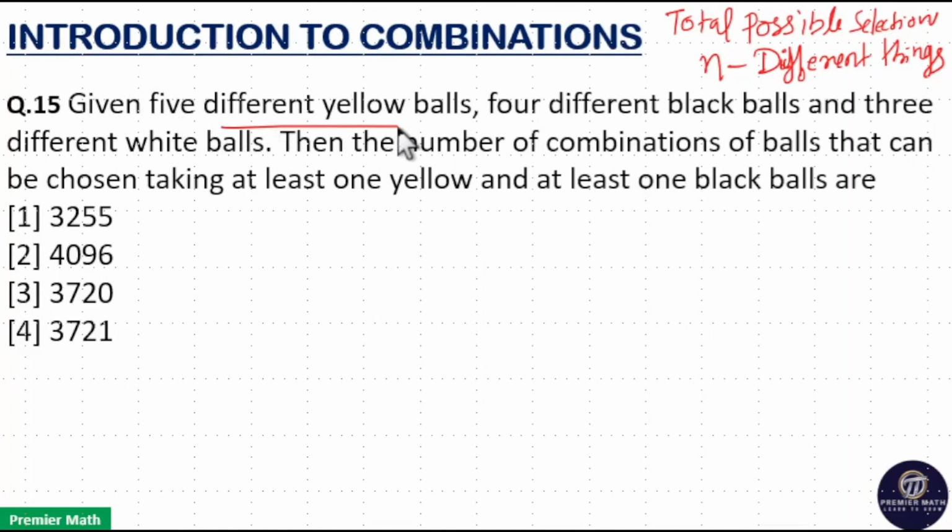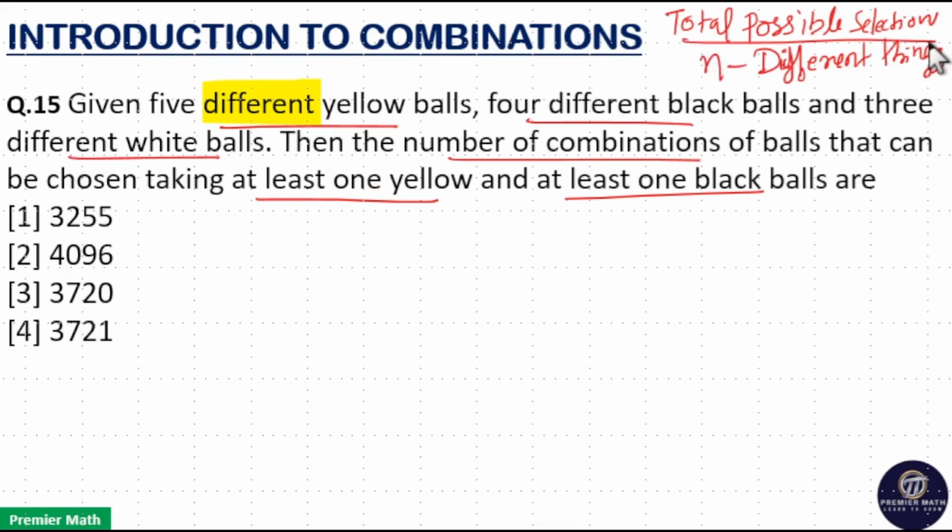Given 5 different yellow balls, 4 different black balls and 3 different white balls, then the number of combinations of balls that can be chosen taking at least 1 yellow and at least 1 black ball is. Here this is about n different things. That is, all the yellow balls are different, all the black balls are different, all the white balls are different, all the given balls are different.